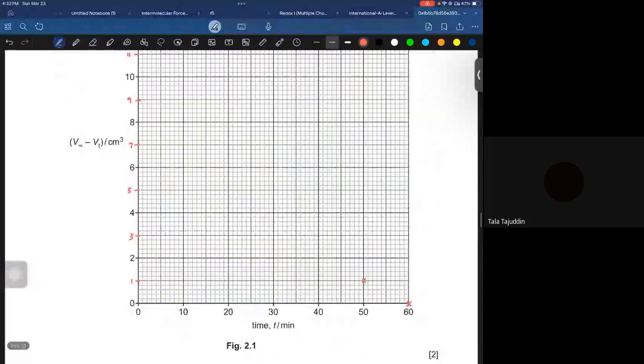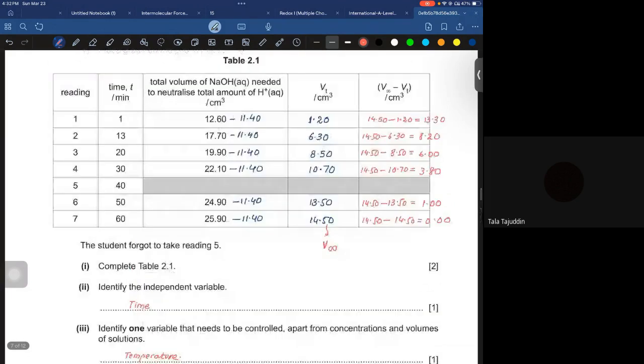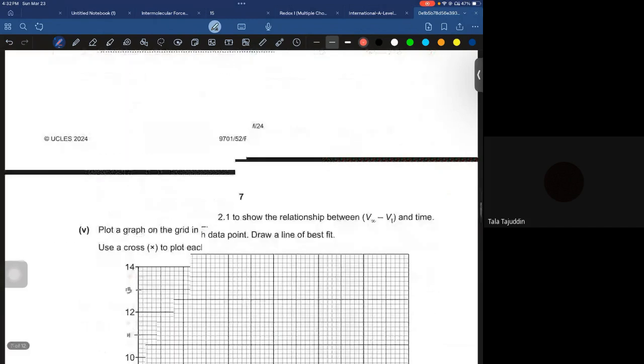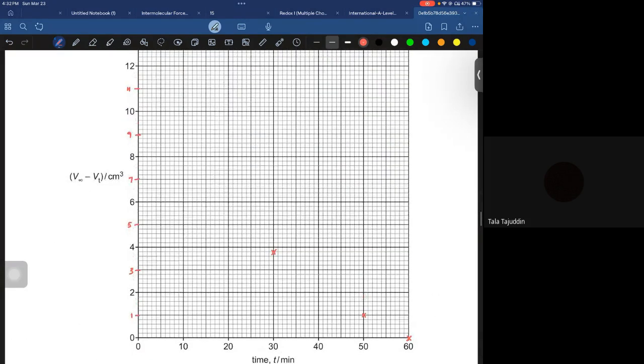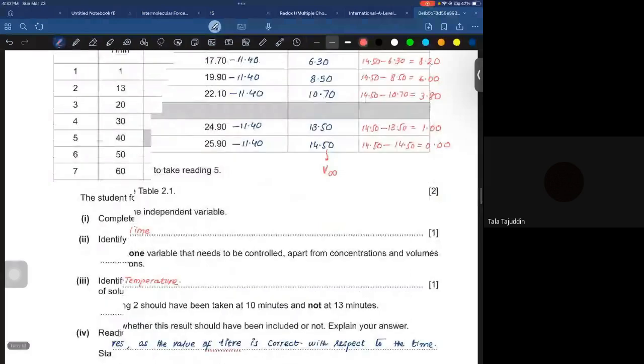So at 30 minutes, 3.80. So this is 3.2, 3.4, 3.6, 3.8. So I got another value, that is this. And then at 20 minutes, the value is 6. Then at 13 minutes, the value is 8.2.